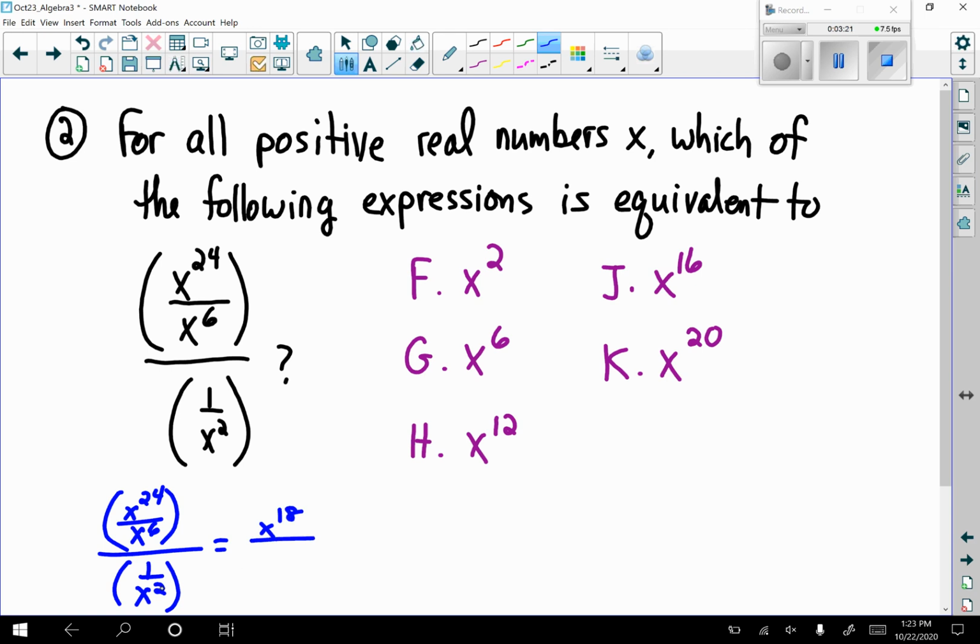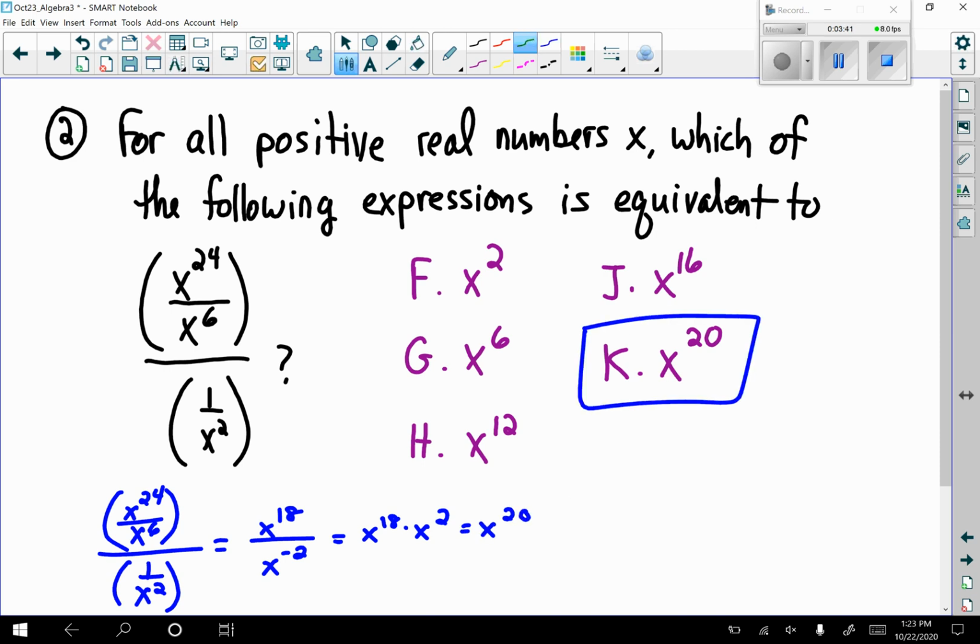Now to help down here, I'm actually going to rewrite this, because 1 over x squared can be rewritten as x to the negative second. I'm also going to show another way to figure this out. Now, here we could take the reciprocal, so this becomes x to the 18th times x squared, which will give us x to the 20th.